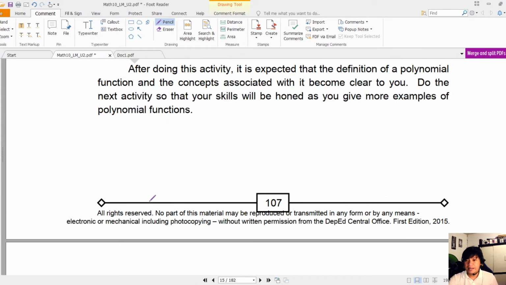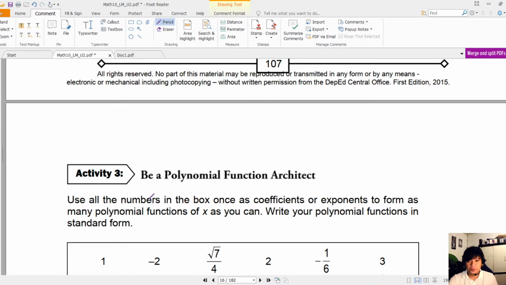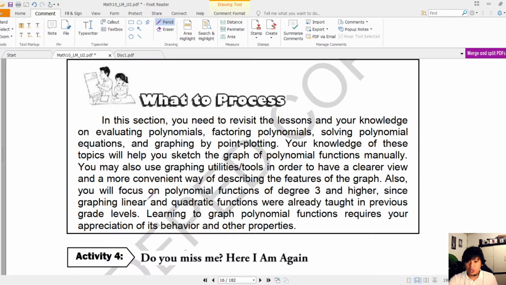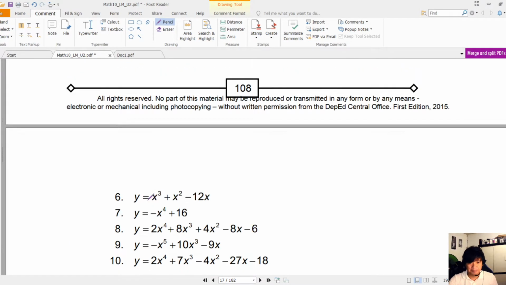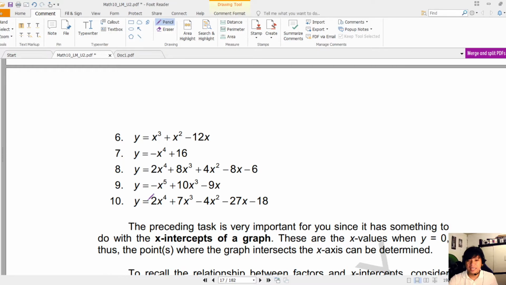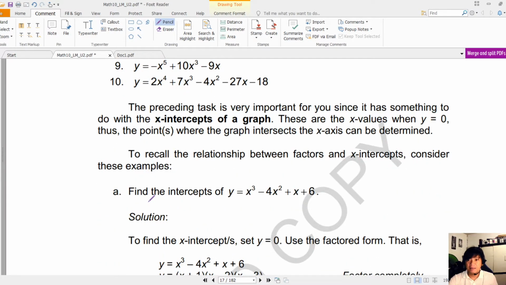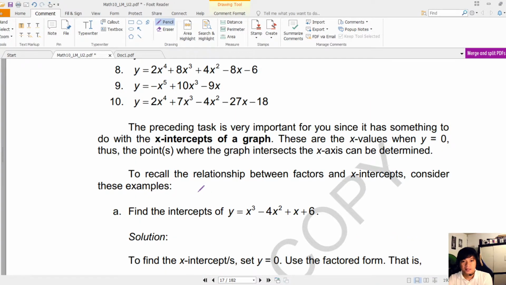Okay, another important thing you have to know about polynomial function is what we call the intercepts. Because we are dealing with the graph, so kailangan natin malaman yung intercepts. So ano yung intercepts? These are the values of x wherein the graph passes through that axis. Kumbaga, dyan tatawid. Dyan na point tatawid yung ating graph.